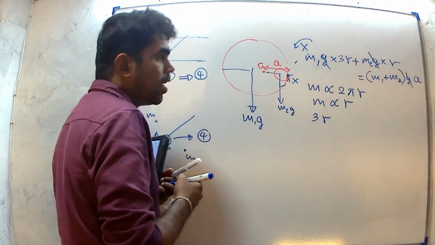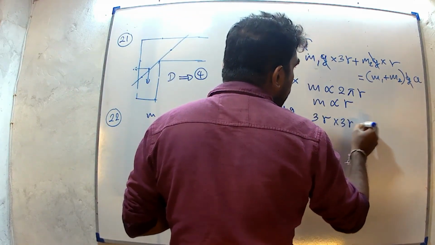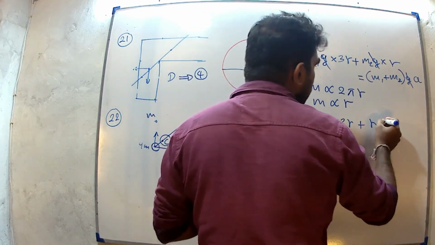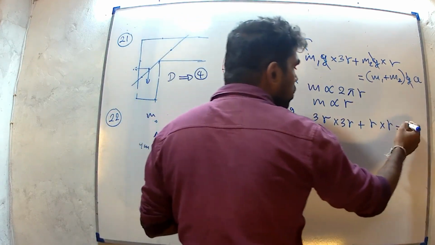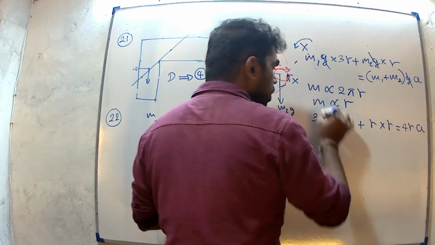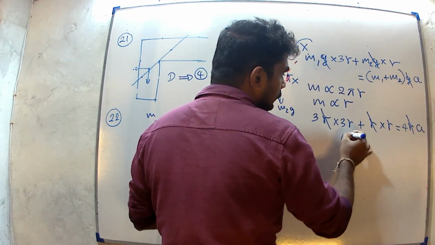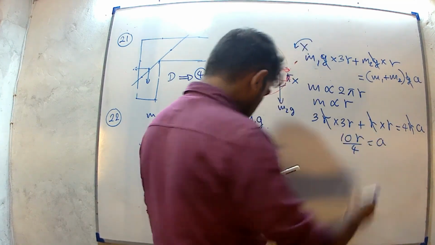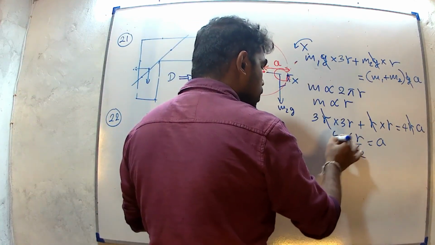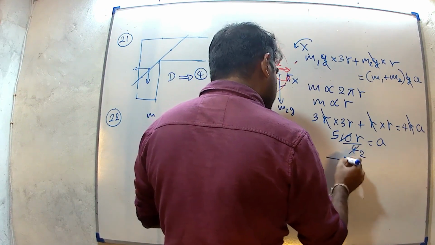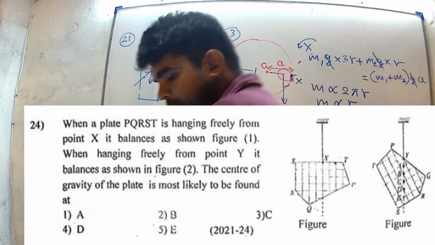But k cancels. Therefore, I will use M1 mass 3r into 3r plus M2 mass r into r. M1 plus M2 means 3r plus r, 4r, into A. We can cancel out the r term. Then 9r plus r, 10r divided by 4. 10r divided by 4 means 5r divided by 2. The answer is 4 for question number 23.